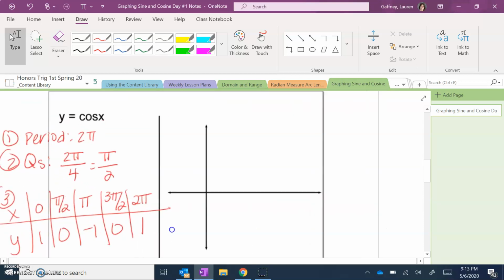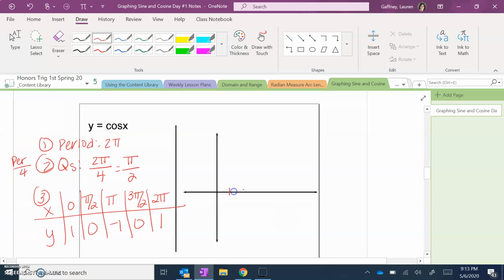Okay? So if we graph this, this is 0, pi over 2, pi, 3 pi over 2, 2 pi. The largest is 1, smallest -1. And then plot these ordered pairs: 0, 1; pi over 2, 0; pi, -1; 3 pi over 2, 0; and back up to 1. And once again, these are smooth curves. Don't make them look like this. And then if you kept going, it would keep following this pattern.